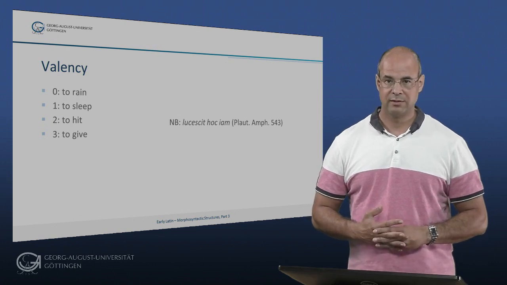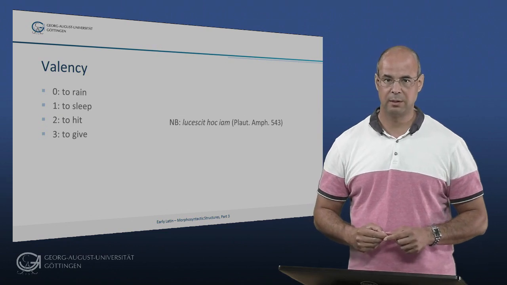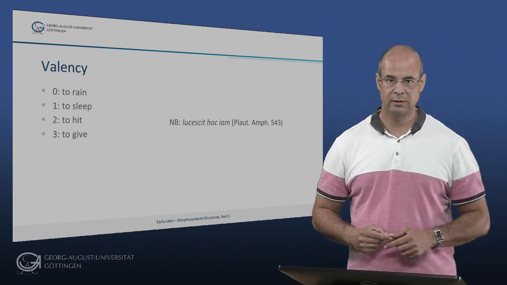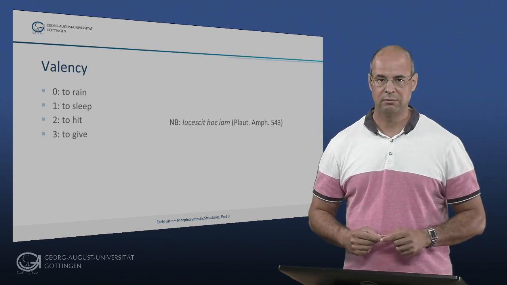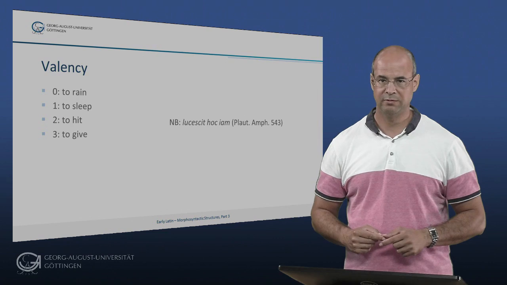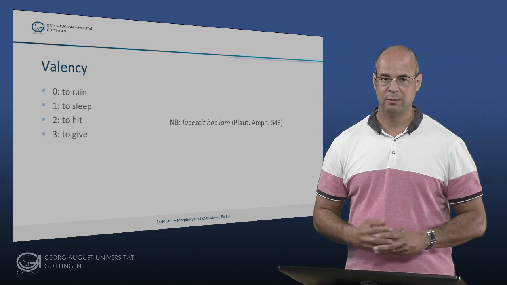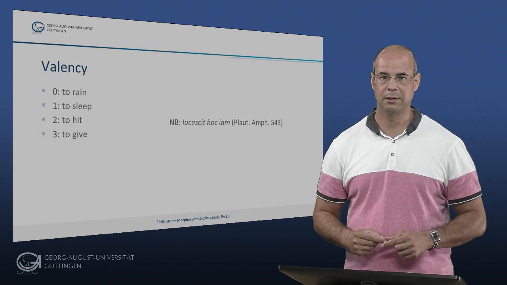Some verbs are transitive, others are intransitive. A transitive verb requires a subject and an object. To find needs someone who does the search and an object that can be found. An intransitive verb only requires a subject. To sleep affects only the person who is resting. We say that transitive verbs have a valency of 2 and intransitive verbs have a valency of 1.